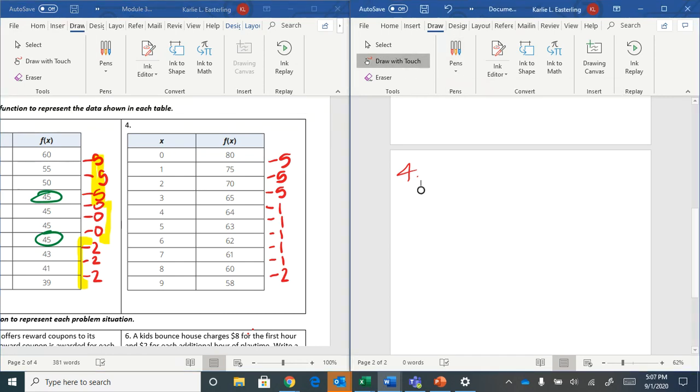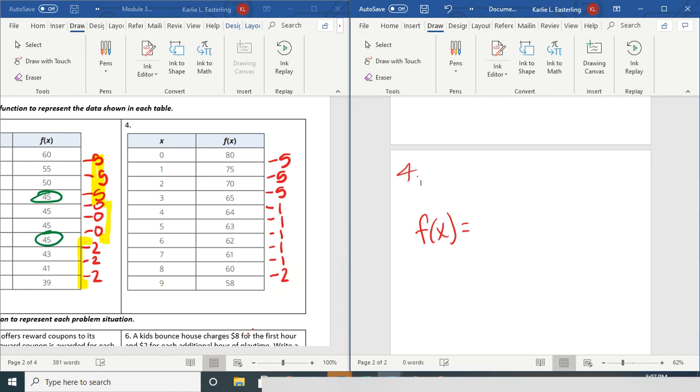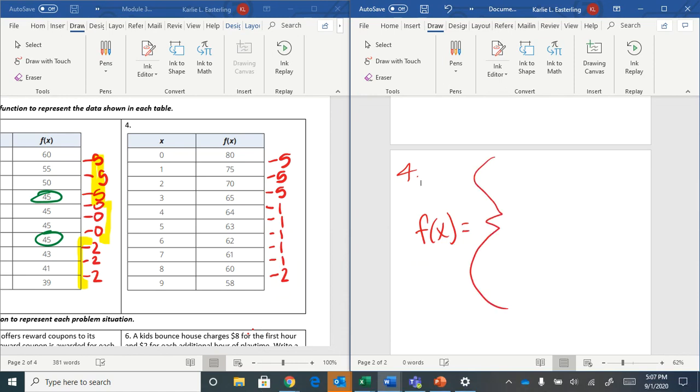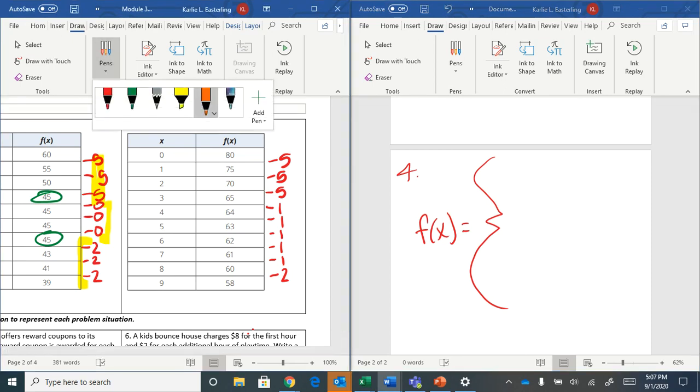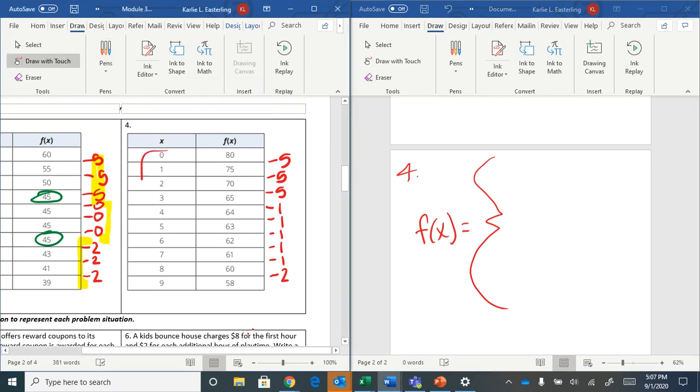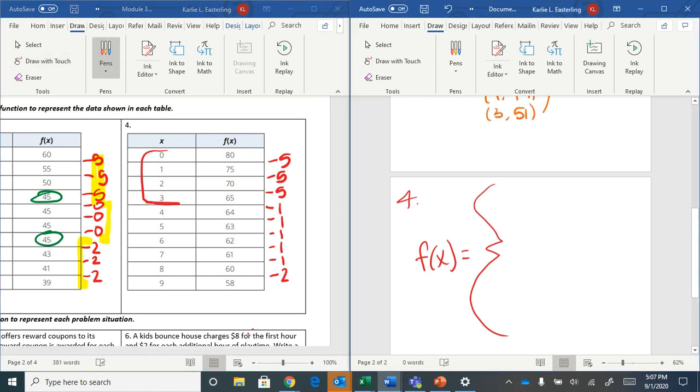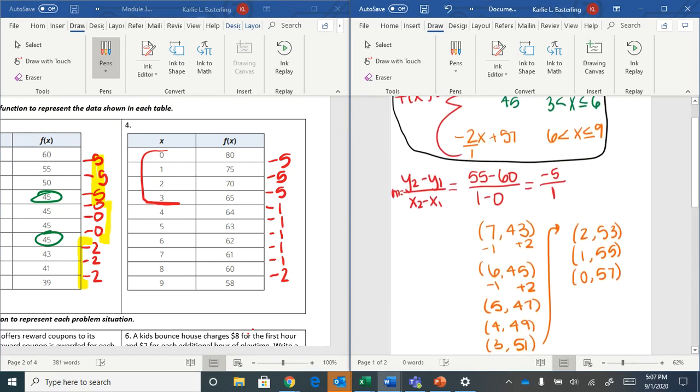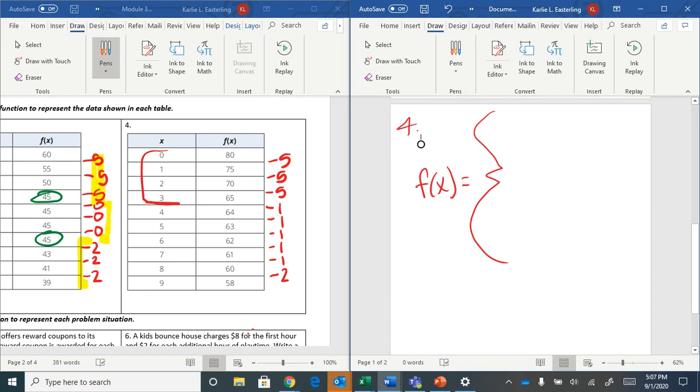So if we're going to go over here, and again, we're going to write that f of x equals, and then our big, nice curly bracket. And we're going to look at our pieces. So our pieces, again, are where we're subtracting the same number. So our first piece here is going to be that 0 to 3, because we subtracted 5 from each of those to get there. So again, if you wanted to, you could do the y2 minus y1 over x2 minus x1, or you can use the nice little shortcut: we know the slope there is going to be negative 5, and then we'll have our x, because we're subtracting 5 each time and we're going down by 1.